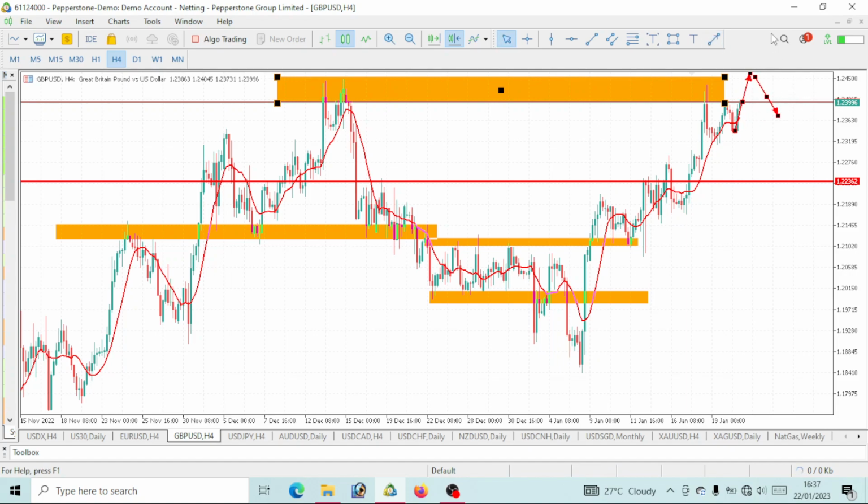Once the pullback is being made, then GBP USD will continue its bullish move and continue to make a new high and hit the level we just talked about on our weekly time frame. So bullish move for this week on GBP USD.